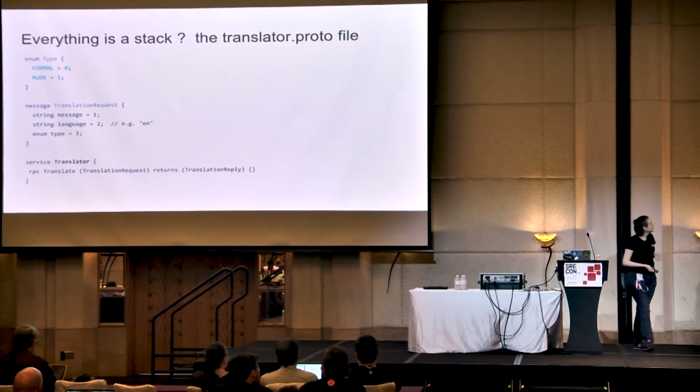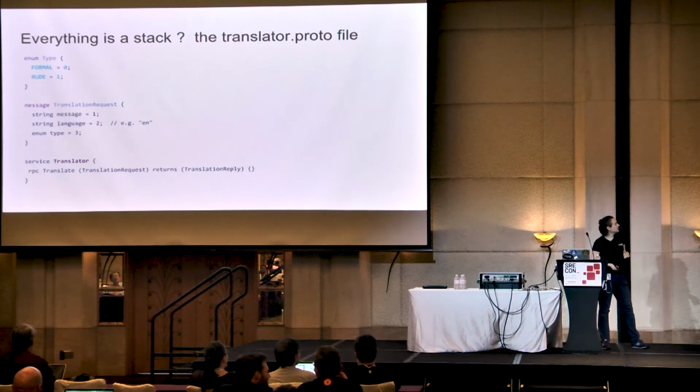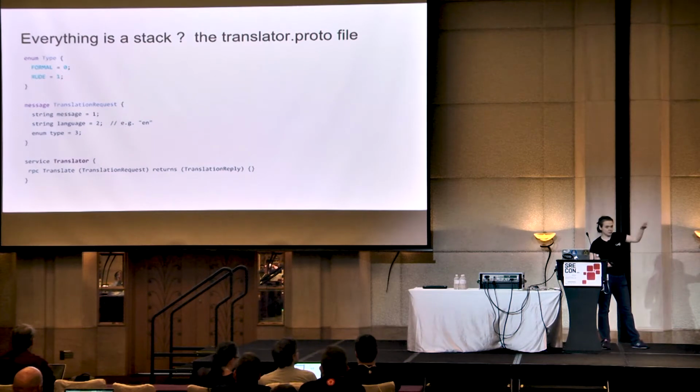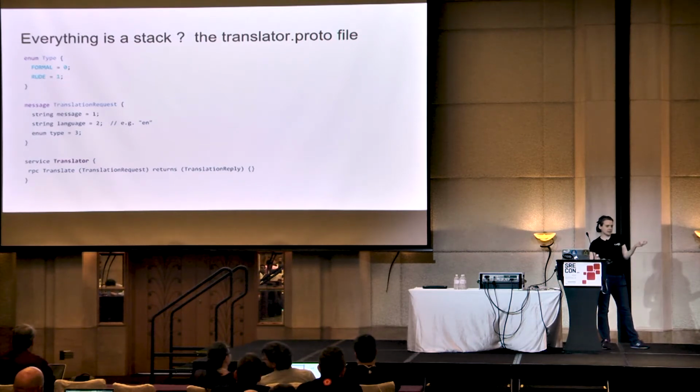This is what it looks like. The little numbers along the side there are called tags. The first part is, what are we trying to translate? We're going to have a formal, and we're going to have a rude. Those are the different types you're going to look for. The message you're going to send to the translator is the translator request. So it's a string with a message, hello, and what language you want to translate it into, and what that translation should look like. The bottom part there, the service translator, that's the gRPC.